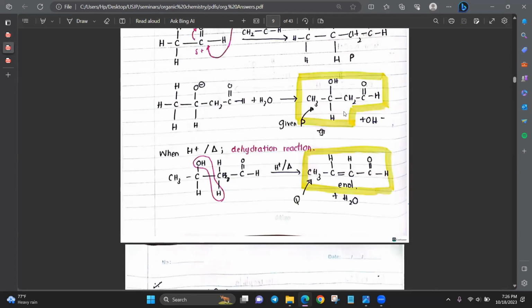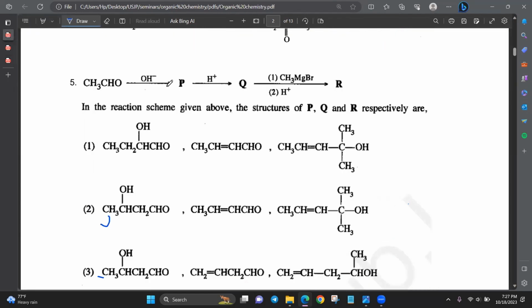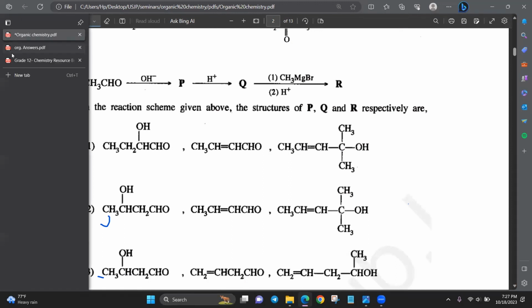H plus means it is a dehydration reaction. Now we have an alcohol here. This is a secondary alcohol, right? Adding H plus means we can't add H plus anymore here. No, this is not a reduction. H plus means it is a dehydration reaction. You all have to understand that by this step, they mean a dehydration of the alcohol.